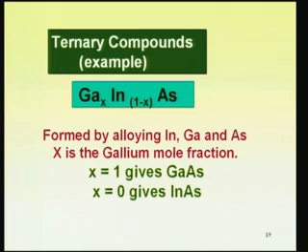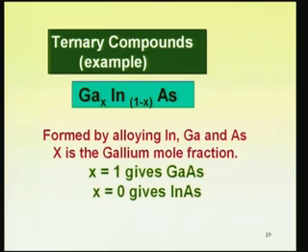Another example which is very popularly used, why and how, that you will see subsequently. The ternary compound is gallium indium arsenide. X equal to 1 gives gallium arsenide, X equal to 0 gives indium arsenide. This is formed by alloying gallium, indium and arsenic. Stoichiometry 1, that is gallium arsenide, one gallium atom has one arsenic atom.